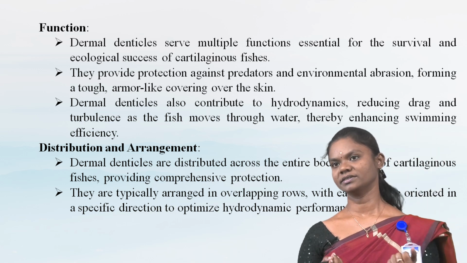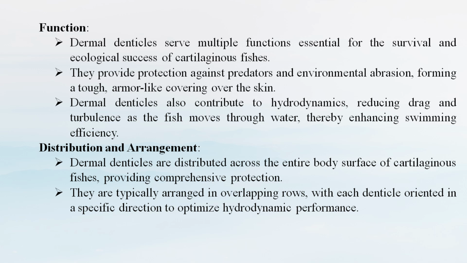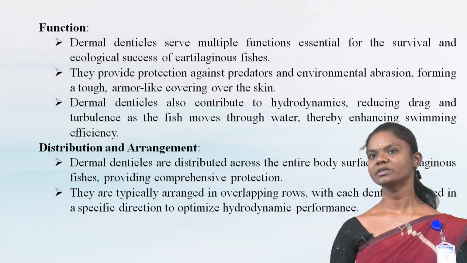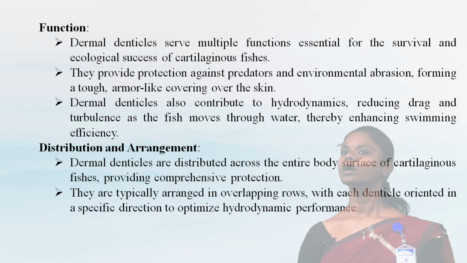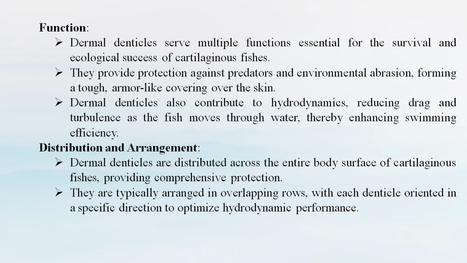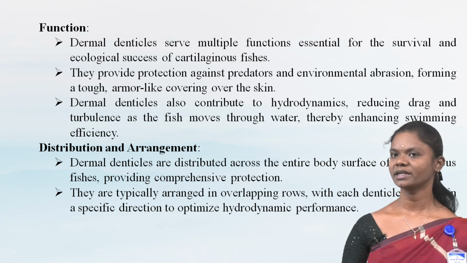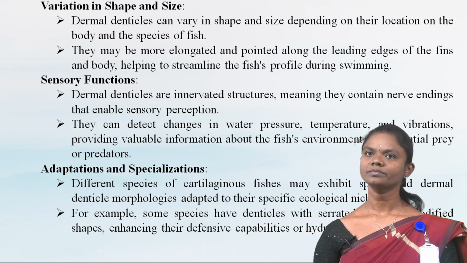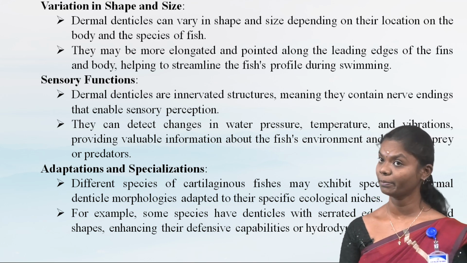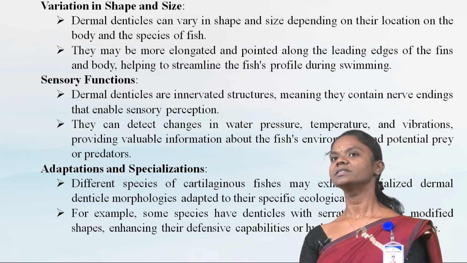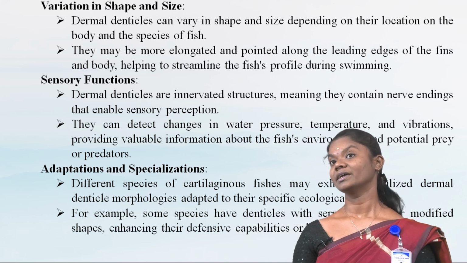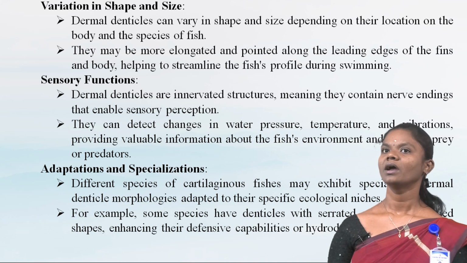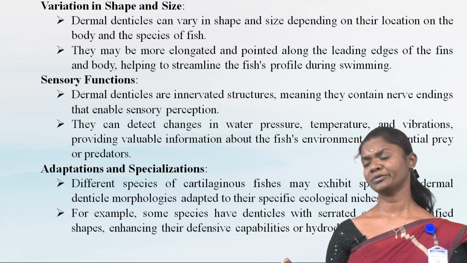Dermal denticles are distributed across the entire body surface of cartilaginous fishes, providing comprehensive protection. They are typically arranged in overlapping rows with each denticle oriented in a specific direction to optimize hydrodynamic performance, and they vary in shape and size. Dermal denticles can vary in shape and size depending on the location on the body and the species of fish.